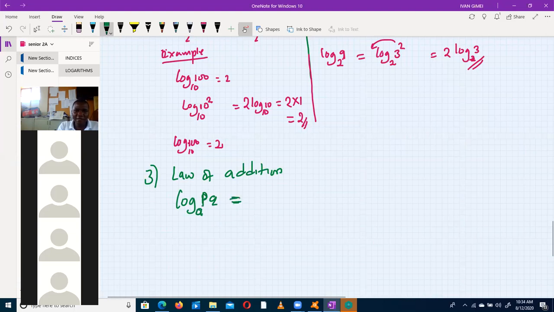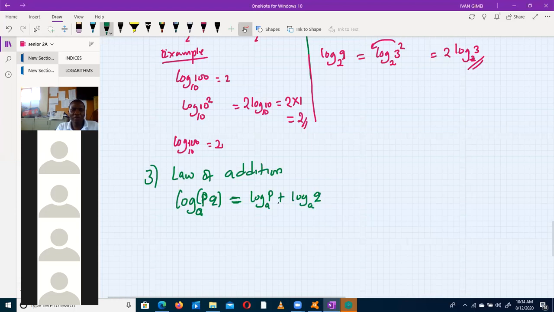log, since the base is the same, we are multiplying this. Since the bases are the same, this is the same as log of p to base a plus log of q to base a. So if you're multiplying p times q, what do we do? We add. The reverse is also true.